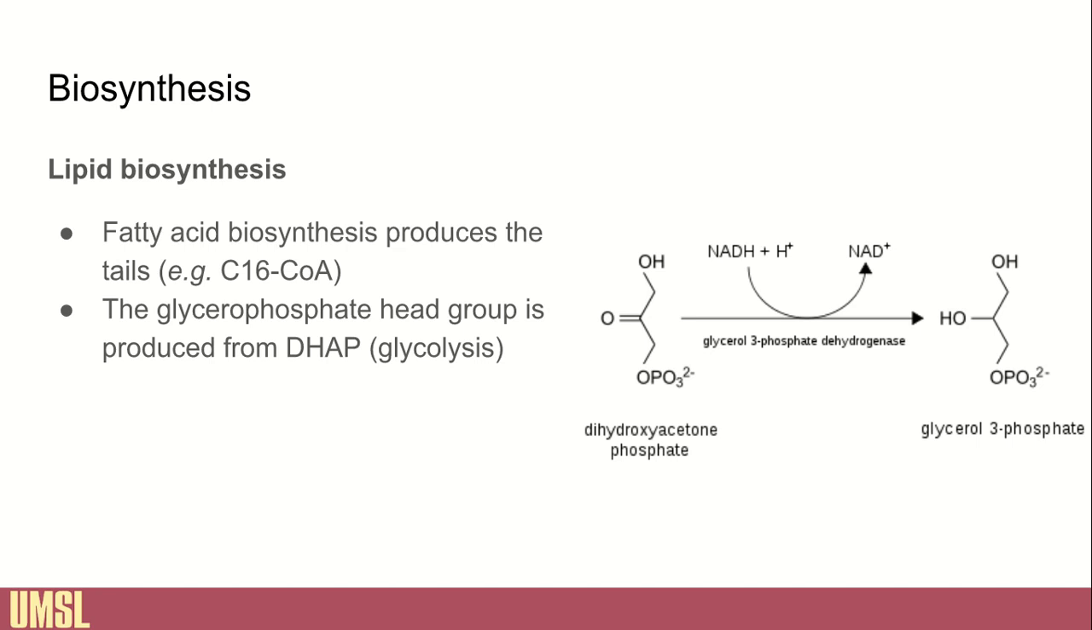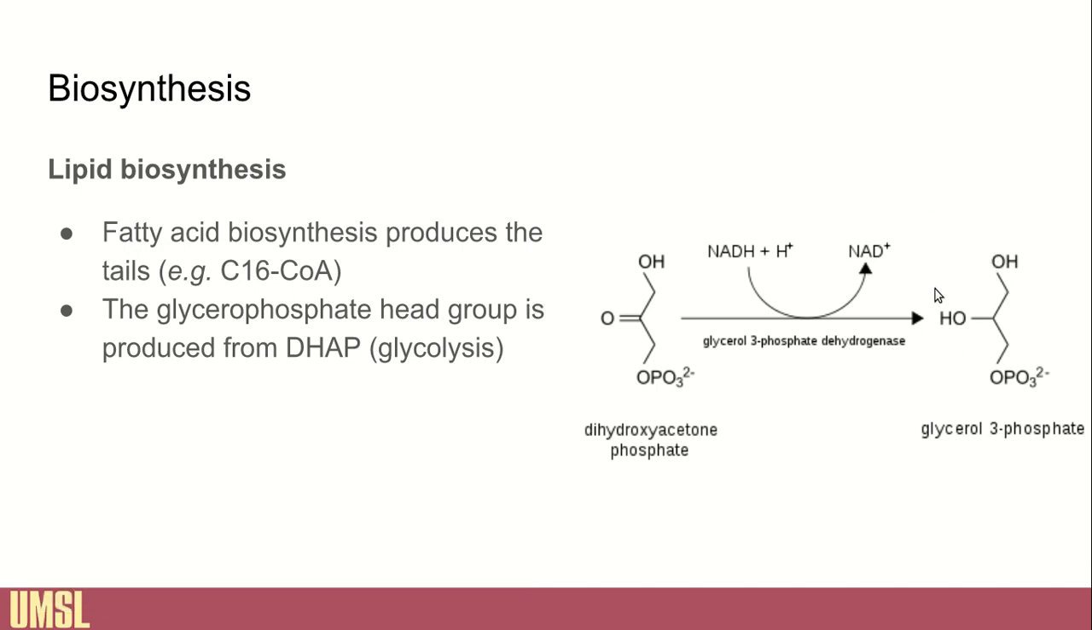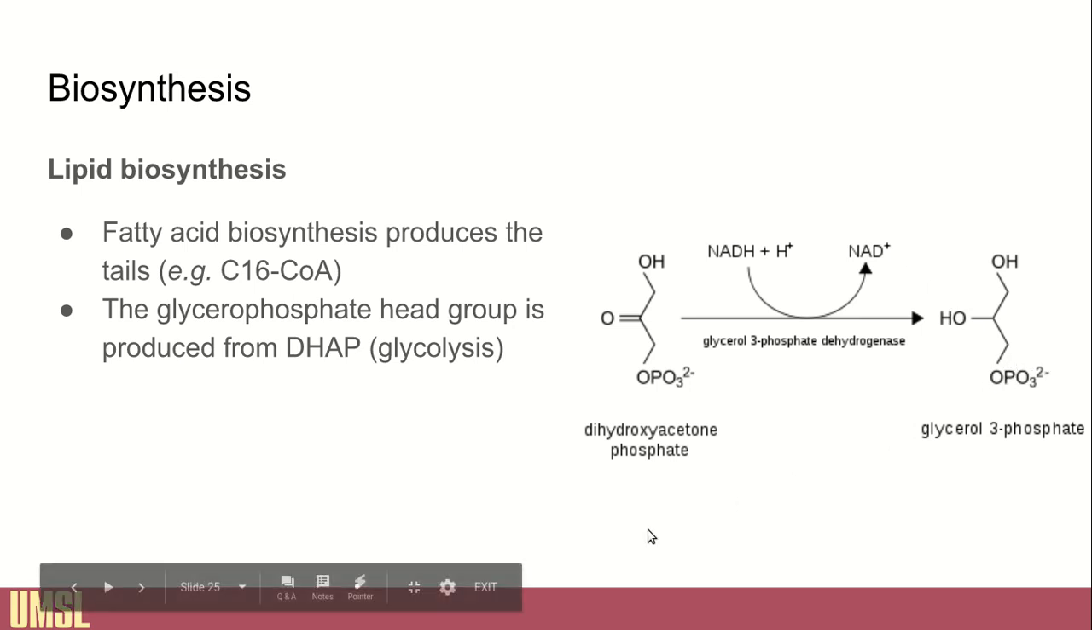So remember that phosphoglycerol or glycerol phosphate lipids, or phospholipids, they have a glycerol phosphate backbone, remember? So attached to glycerol is a couple of fatty acids, and there's a phosphate group on glycerol. So where did those come from?